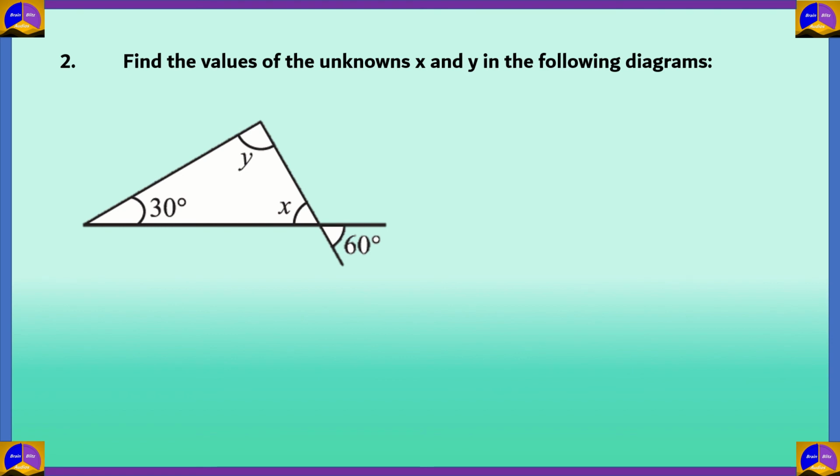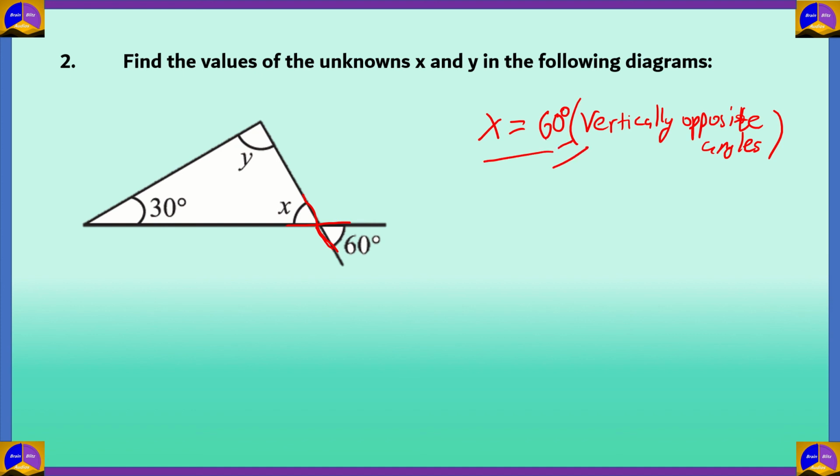Find the values of unknowns x and y. Now, if we look at the diagram, x and 60 degrees are opposite to each other and they form an x. So, they are vertically opposite angles. And vertically opposite angles are always equal. So, x would be equal to 60 degrees.